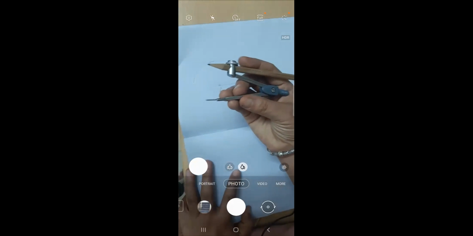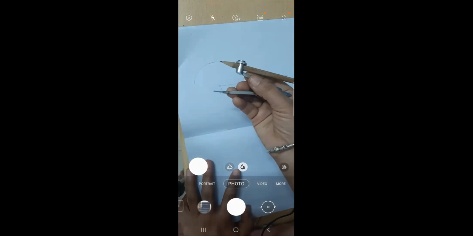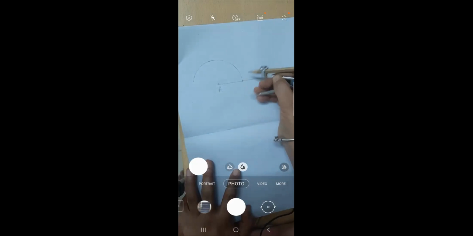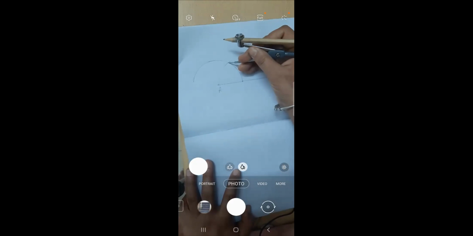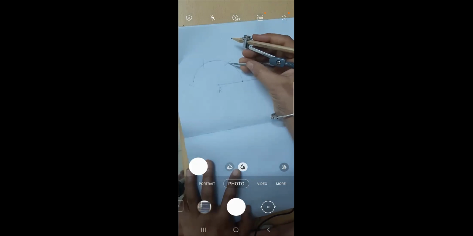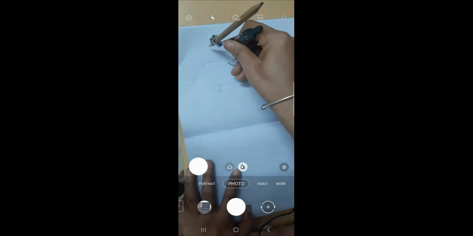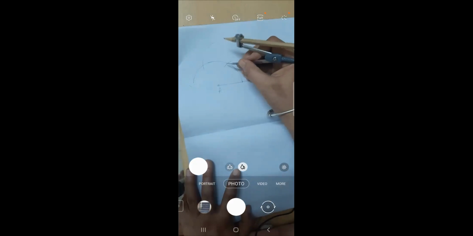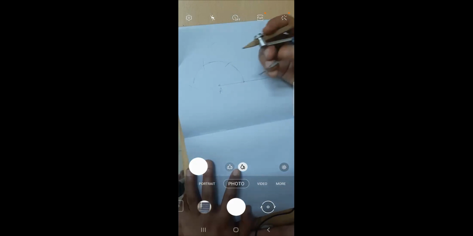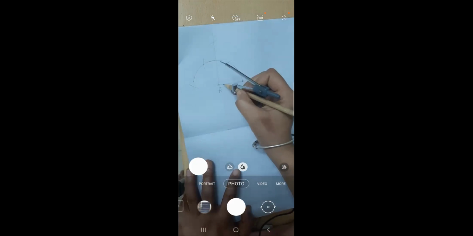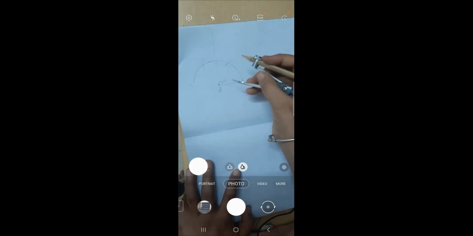Keep the compass at that radius only. Don't change the opening of the compass. Now from this point, draw the first arc. From the first arc, draw the second arc. From the second arc, draw the third arc. Now from the first arc, draw this arc, and from the second arc, draw this arc. The point where they meet will be this one, and this angle would be 90 degree.